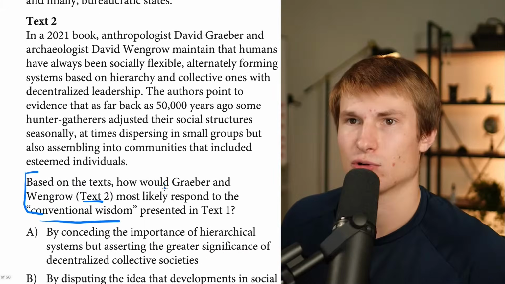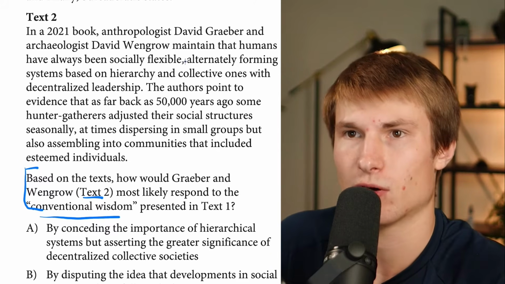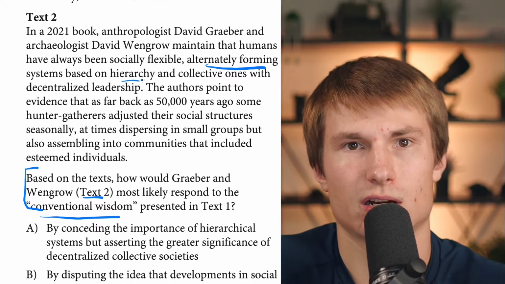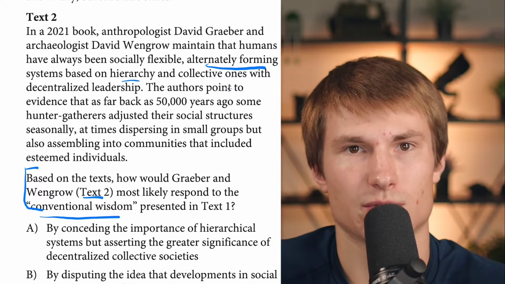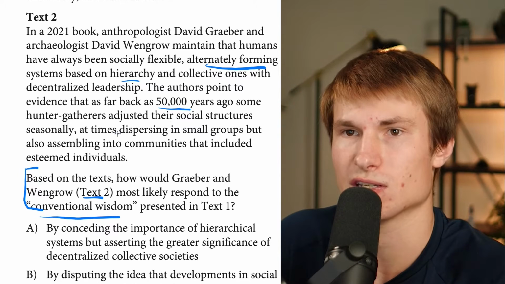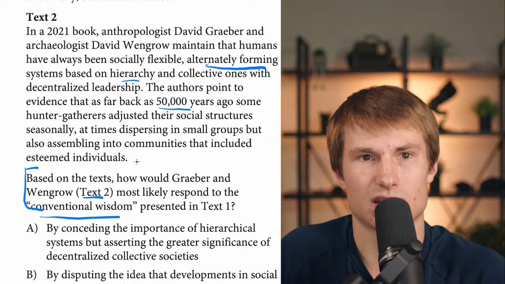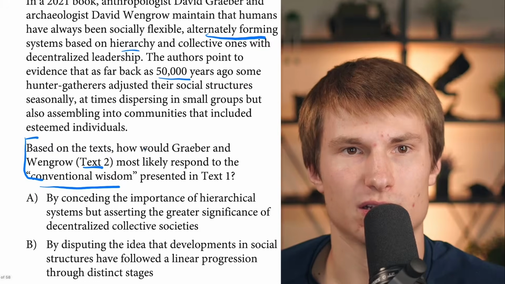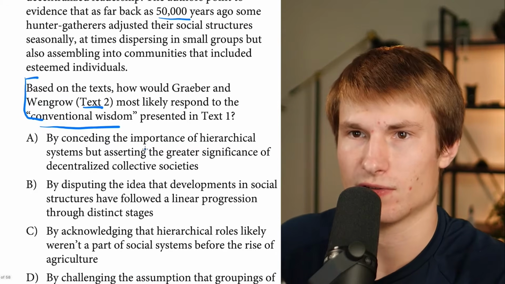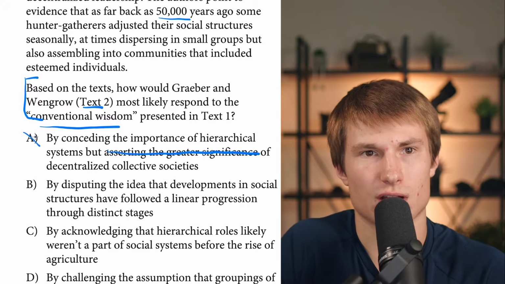Okay, so we have, "In a 2021 book, anthropologist David Graeber and archaeologist David Wengrow maintain that humans have always been socially flexible, alternately forming systems based on hierarchy and collective ones with decentralized leadership. The authors point to evidence that as far back as 50,000 years ago, some hunter-gatherers adjusted their social structure seasonally, at times dispersing in small groups, but also assembling into communities that included esteemed individuals." Okay, so how would they respond to that conventional wisdom? We have option A, by conceding the importance of hierarchical systems, but asserting the greater significance of decentralized collective societies. They're not asserting greater significance of one over the other, so we can get rid of A.